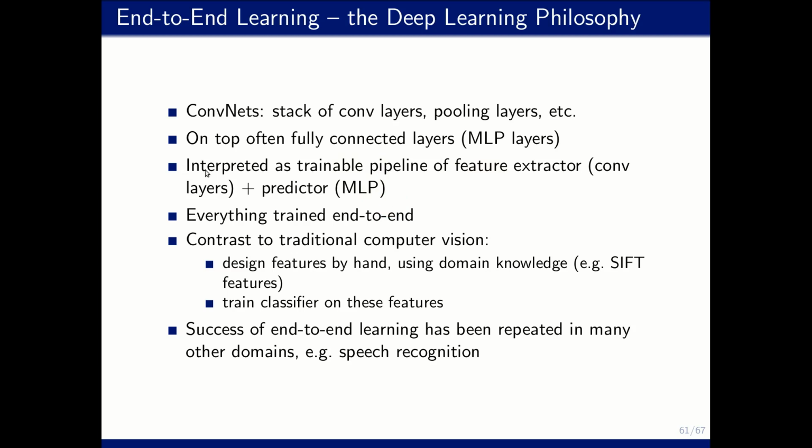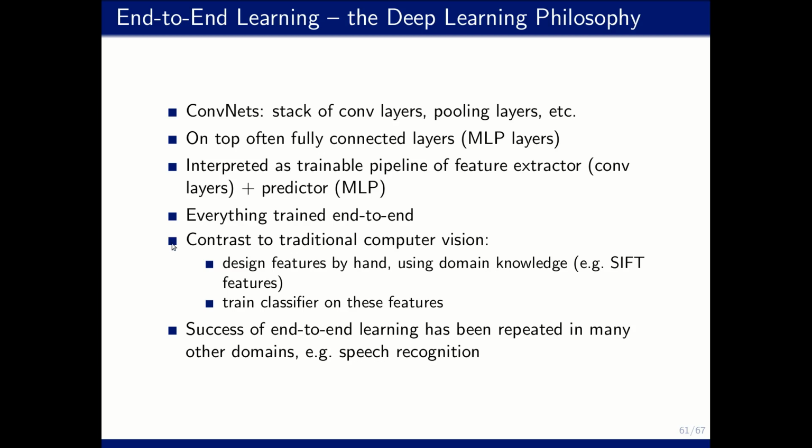So the ConvNet part is like a feature extractor, and the MLP part is like the predictor, so like a classifier. And now this whole pipeline, consisting of a ConvNet-based feature extractor plus a multi-layer perceptron on top of this, is trained end-to-end. So the whole system is trained end-to-end with backprop, as we will see in a minute.